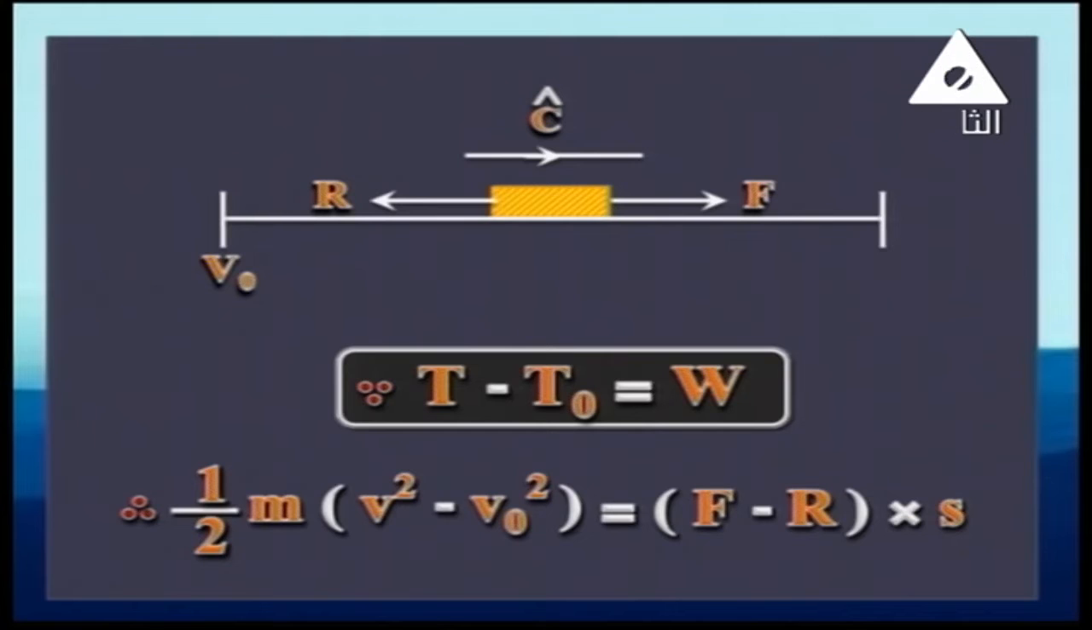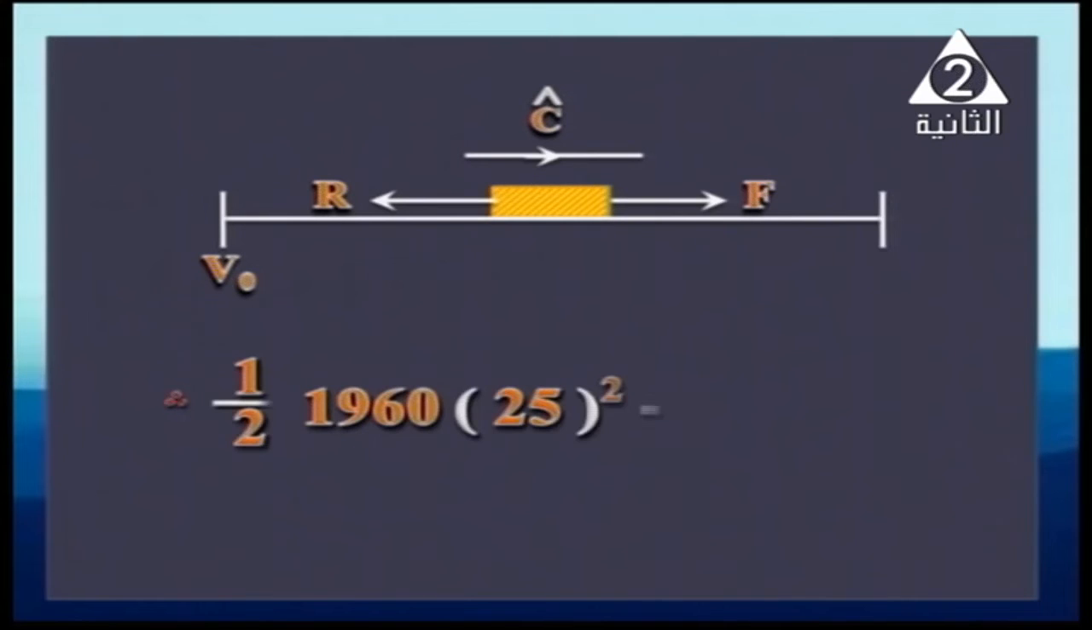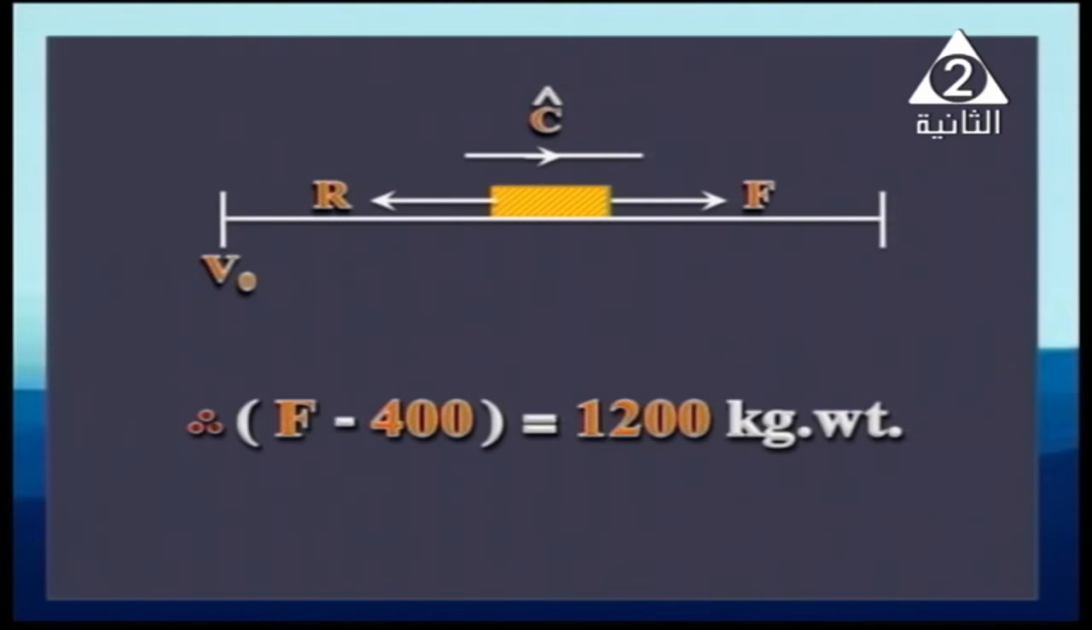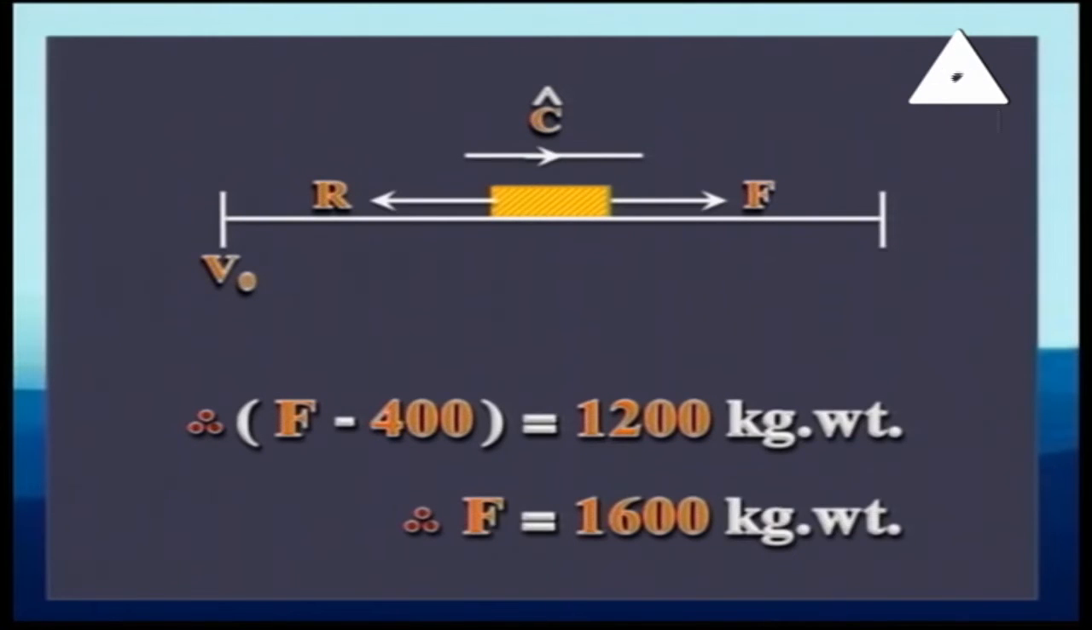My dear student, by substitution of V naught, V final and R, we find the value of F. Then the equation becomes half multiplied by 1960 multiplied by 25 squared minus 5 squared equals the bracket F minus 400, that is F minus R, multiplied by 9.8 multiplied by S, which equals 50. Then F minus 400 equals 1200. Then F, the force, is 1600 kilogram weight.